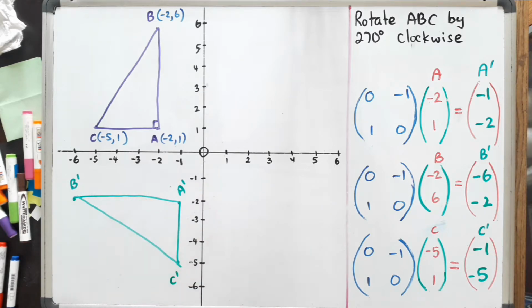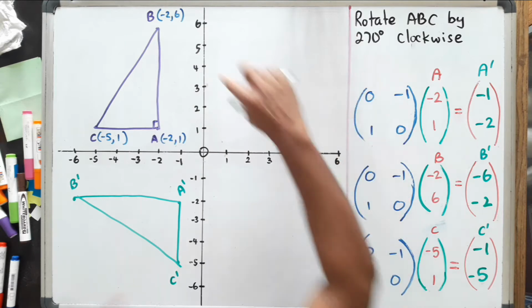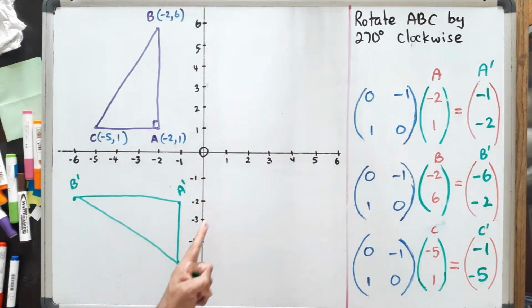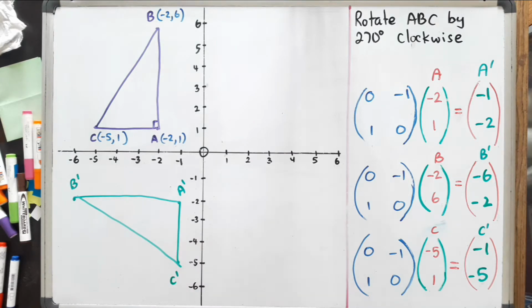So, if we were to rotate this by 270 degrees clockwise, right? Which direction is clockwise, by the way? Clockwise is this way. If we were to rotate this by 270 degrees clockwise, it would end up here, right? I just want to prove to you that this answer is actually correct. You can actually do a test in the exam itself to make sure your answer is correct.